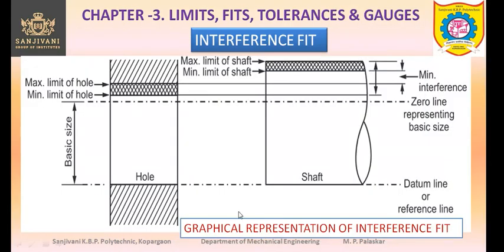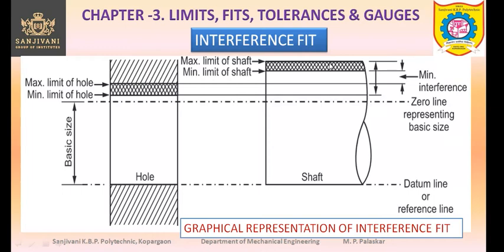So this is the graphical representation of the interference fit. Now these basic things you already know. This is the datum line or the reference line. Then this is the basic size, represented by the 0 line. Then this is the shaft. You can see the shaft is larger than the hole.